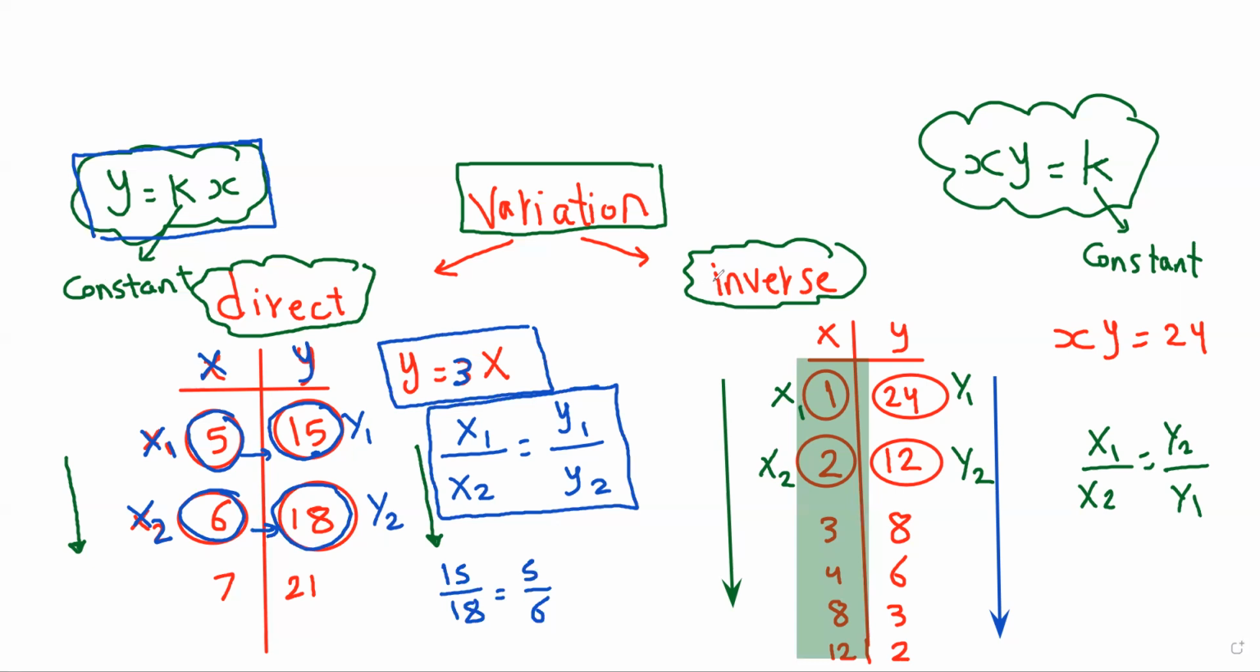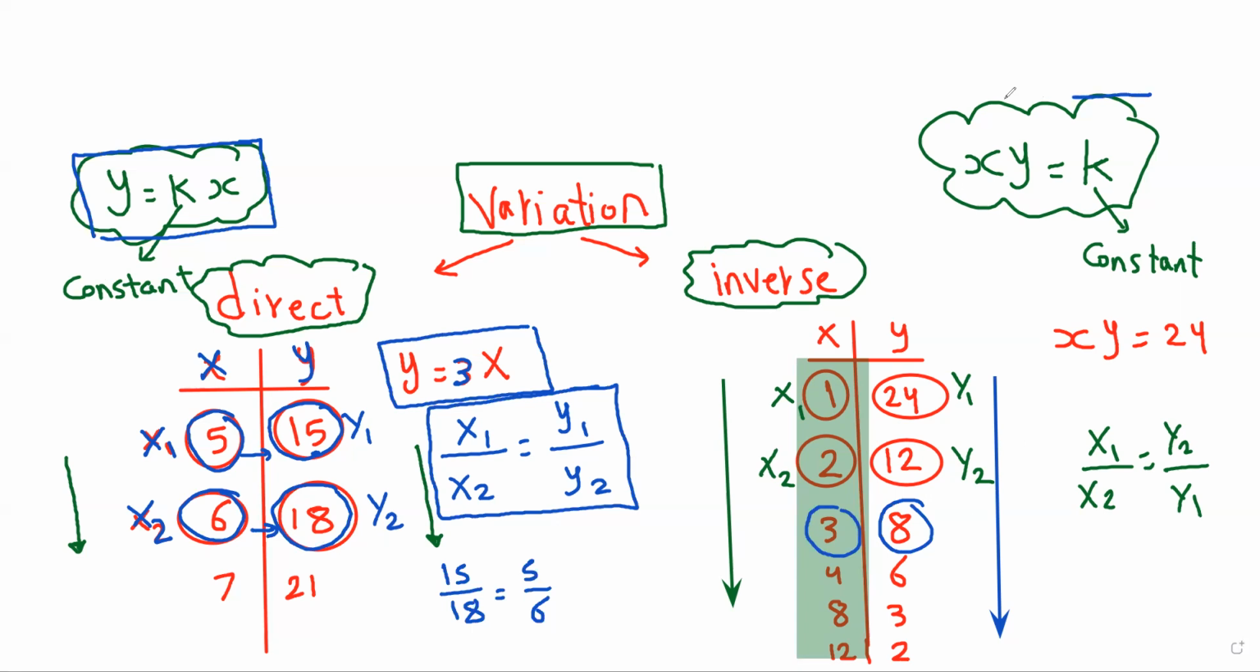Okay. Let's go to the inverse variation. Here we have x and y. As x increases, y decreases. If you multiply each value of x by the opposite value of y, 1 times 24 is 24, 2 times 12 is 24, and 3 times 8 is 24.